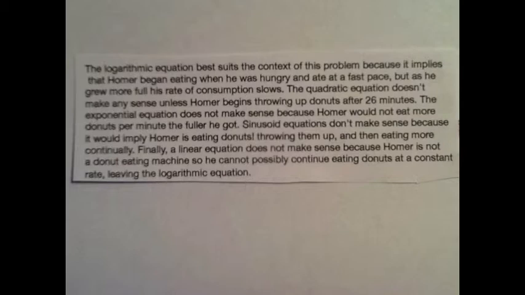The exponential equation doesn't make any sense because Homer would not eat more donuts the fuller he got. The sinusoidal equation doesn't make sense because it would imply Homer was eating donuts, throwing them up, and then eating more donuts in a continuous pattern. Finally, a linear equation does not make any sense because Homer is not a donut-eating machine, so he cannot possibly eat donuts at a constant rate. That leaves the logarithmic equation for the equation that we're going to use.